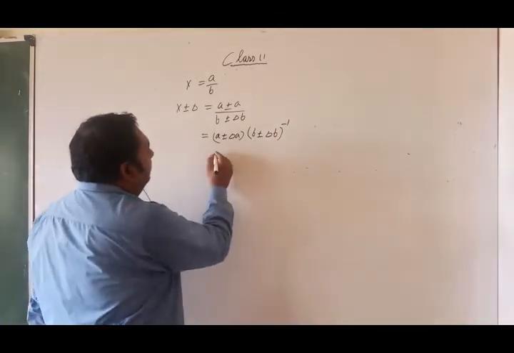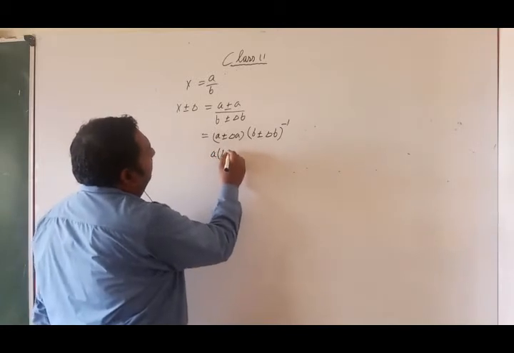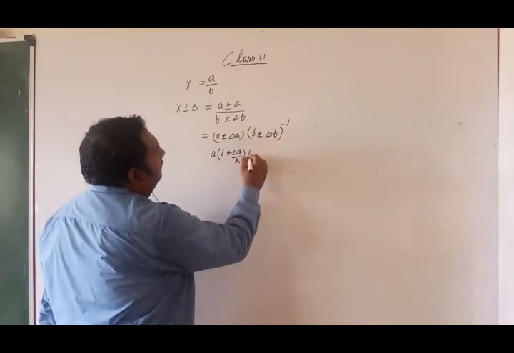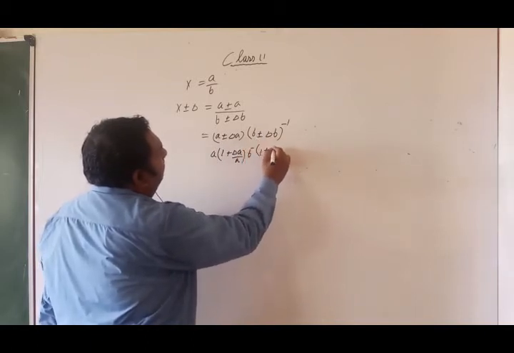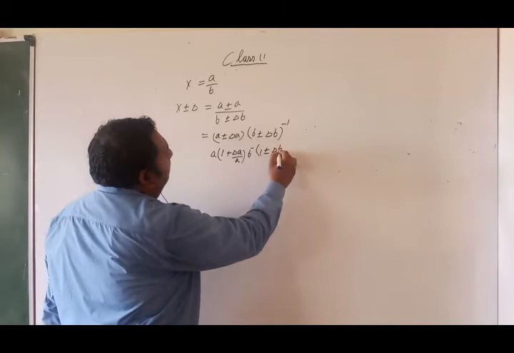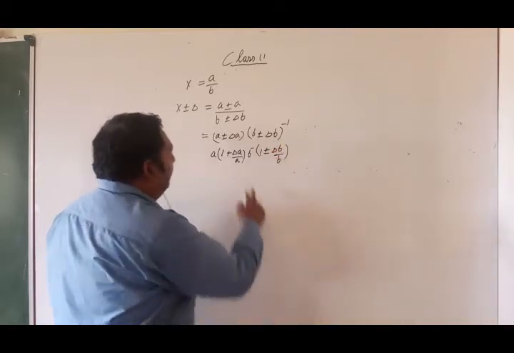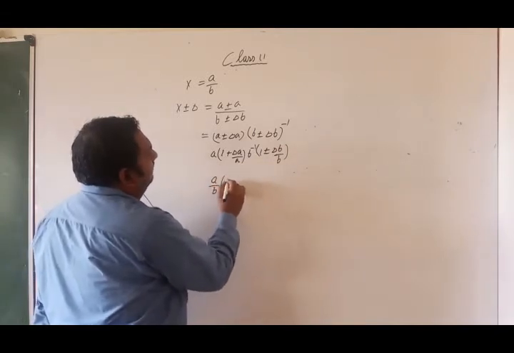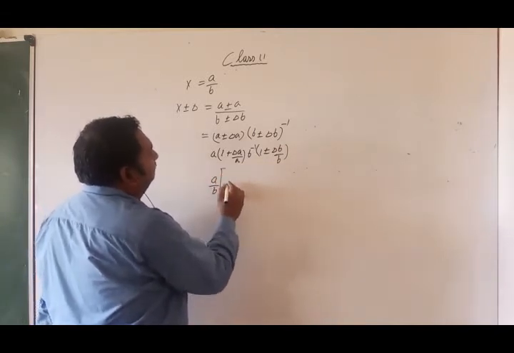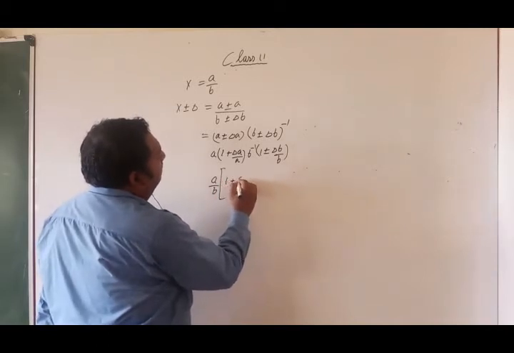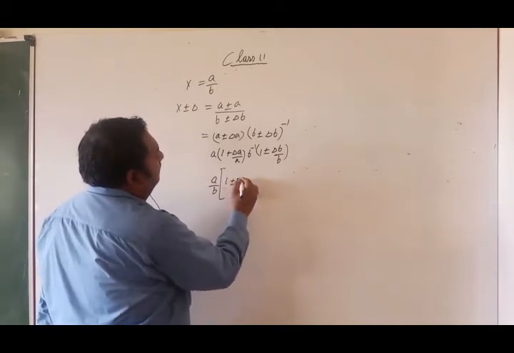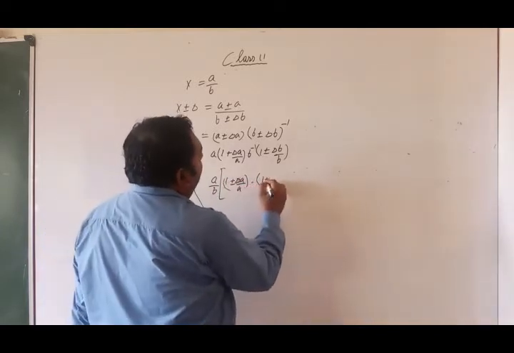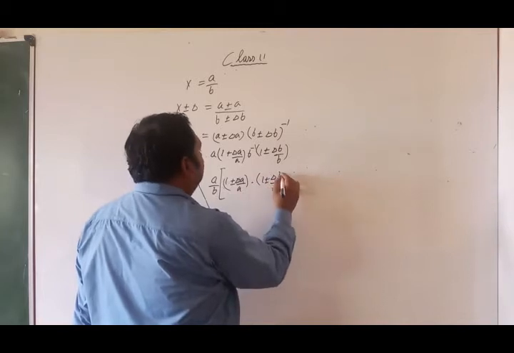So here I am taking A common, so it will be 1 plus minus del A by A. Here I am taking B common, so B inverse comes out. It will be 1 plus minus del B upon B. In this sense it is inverse, so it will be A by B, 1 plus minus del A upon A into 1 plus minus del B upon B.